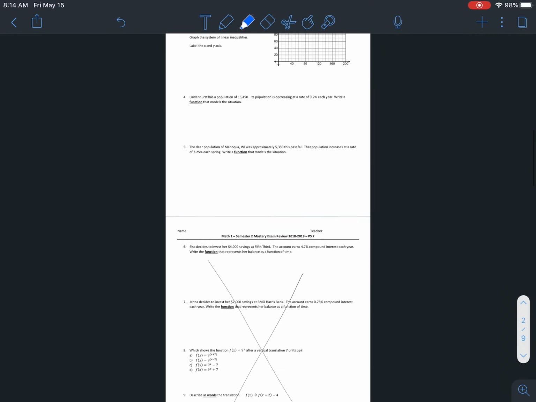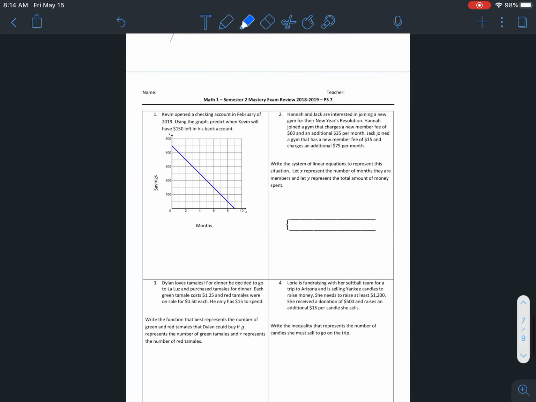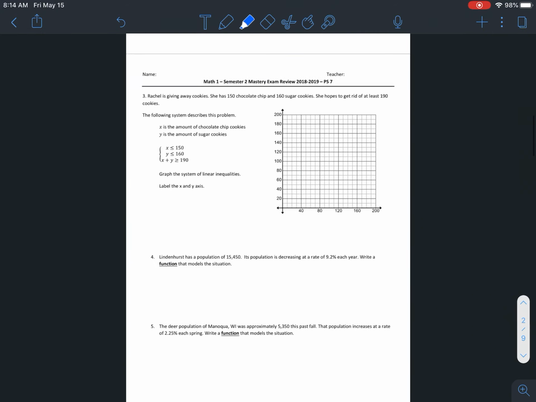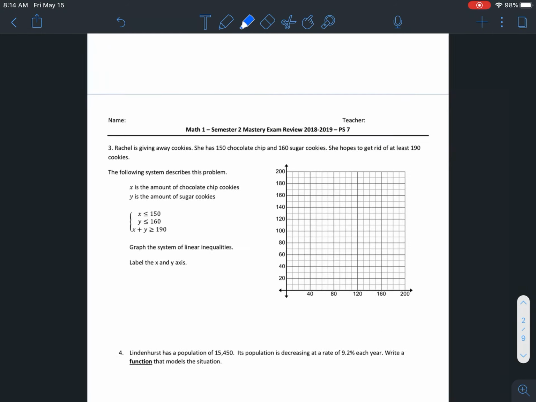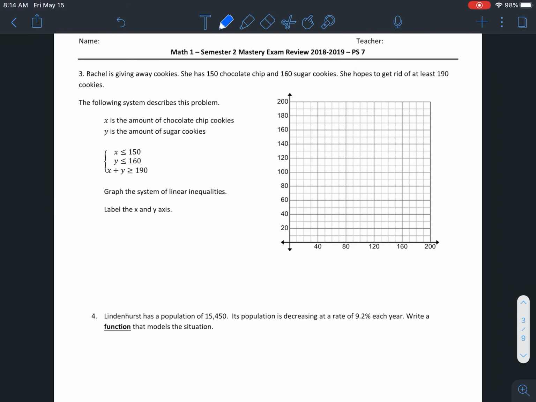I just want to check to make sure there's anything else I need to do on here. We're going to do just this one here, because I believe there is a problem just like this on your test, and I'd rather you be safe than sorry. So it's telling us that she has 150 chocolate chip cookies and 160 sugar cookies and hopes to get rid of at least 190 cookies. X is the amount of chocolate chip cookies, Y is the sugar cookies. So we're going to graph these.